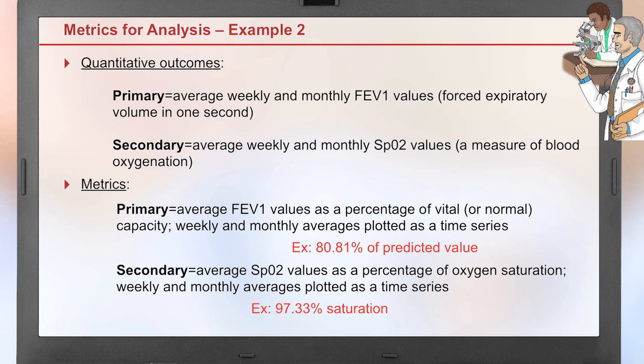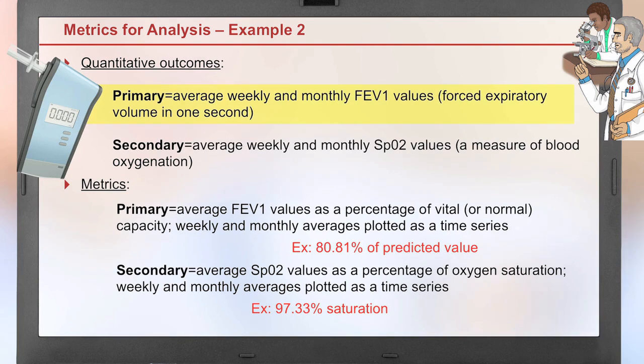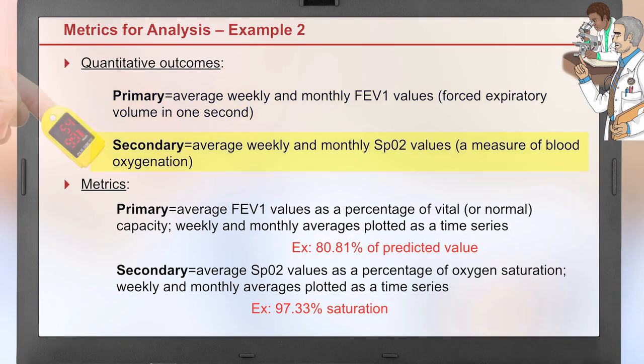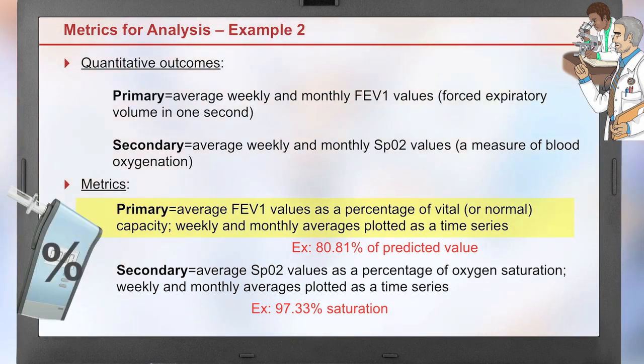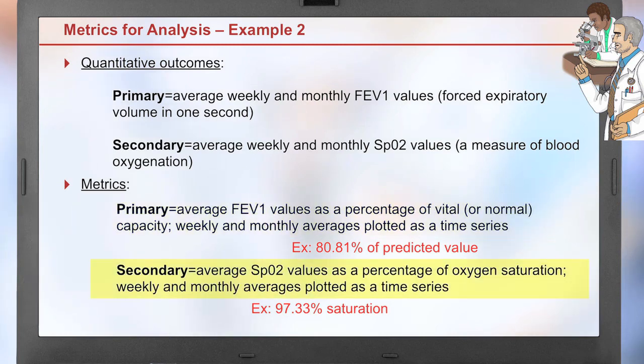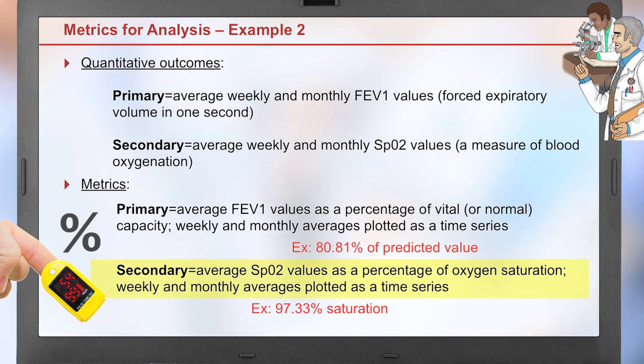Let's consider metrics for this clinical question. Our primary outcome will be average weekly and monthly FEV1 values. Our secondary outcome could be average and weekly SpO2 values. For our primary outcome, we will analyze the categorical variable of average FEV1 as a percentage of a predicted or normal value. For our secondary outcome, we could analyze the categorical variable of average SpO2 as a percentage of oxygen saturation.